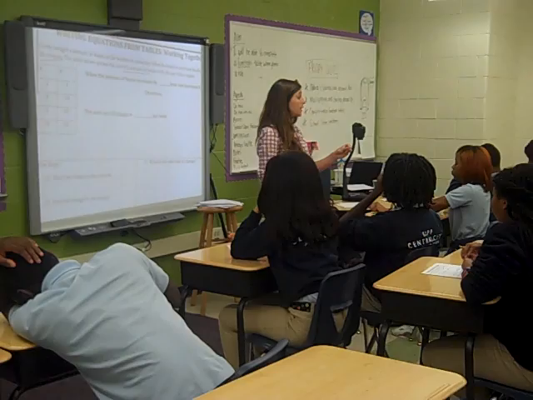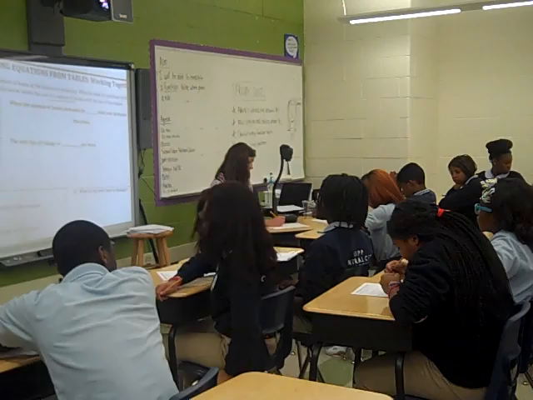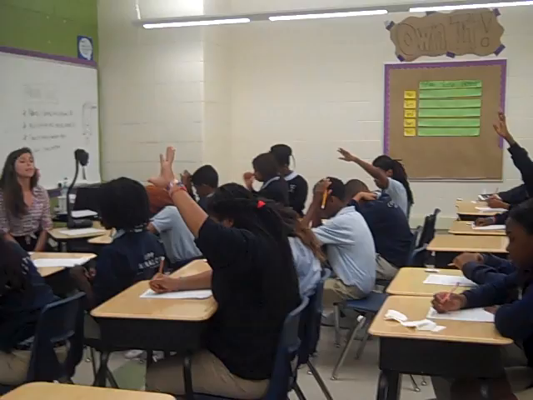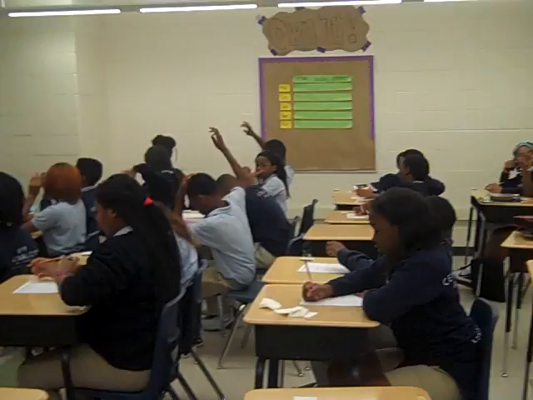Read step one. Tell us what to do first, Krishan. Find the change in the y values. Good. Raise your hand. Do not call out. What are the changes in our y values? How much does y change by? Tell your partner. Bring it back.